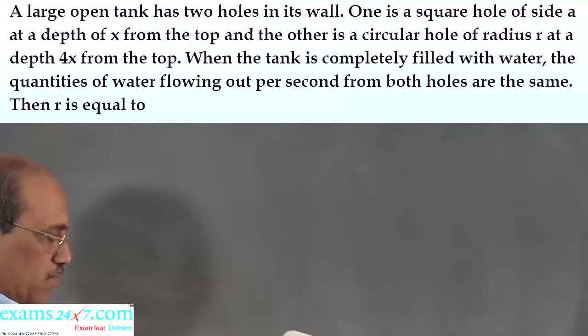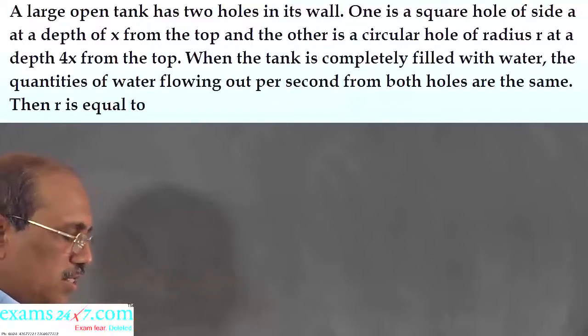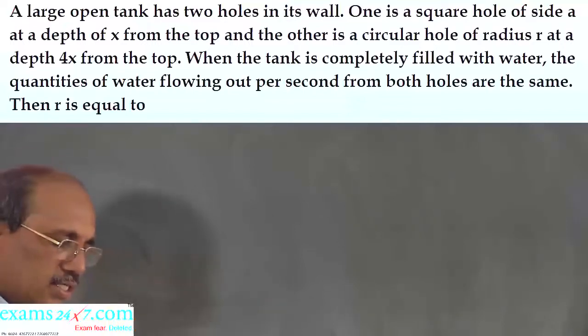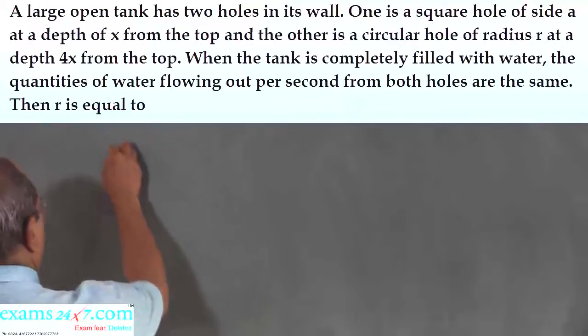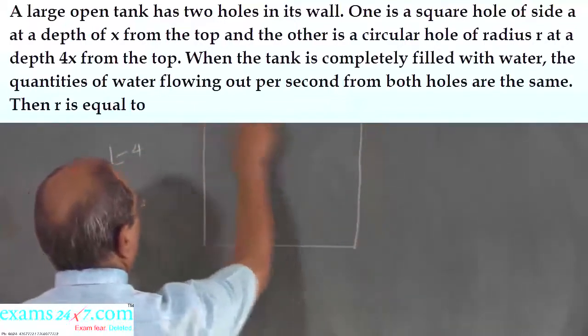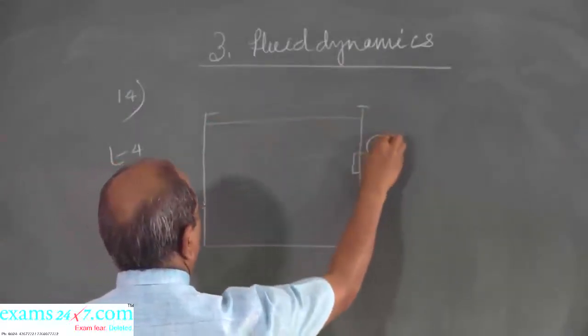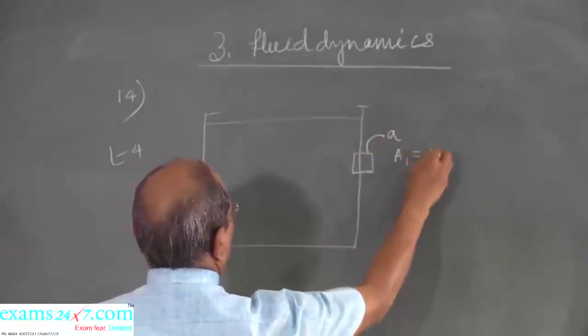A large open tank has 2 holes in it. One is a square hole of side A at a depth x from the top, and the other is a circular hole of radius r at a depth 4x from the top. When the tank is completely filled with water, the quantity of water flowing out per second from both holes is the same, then r is equal to what? It is again level 4. Very carefully we have to think with words. From the top of the liquid surface, there is a square hole of side A, so that area is A square.